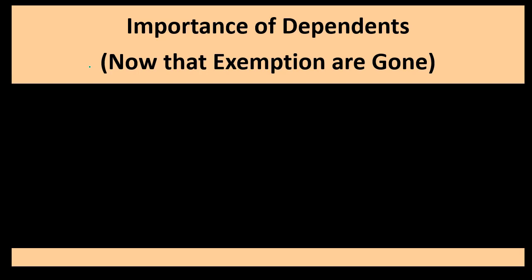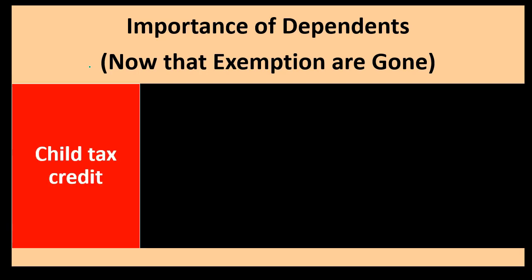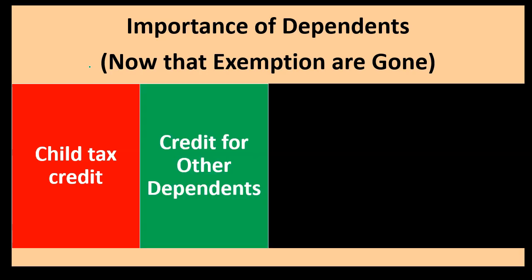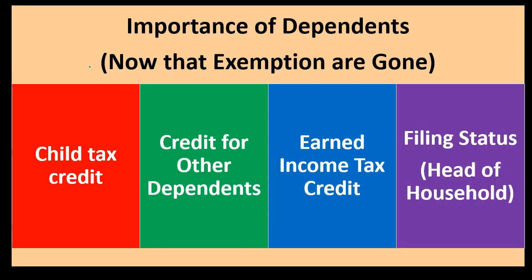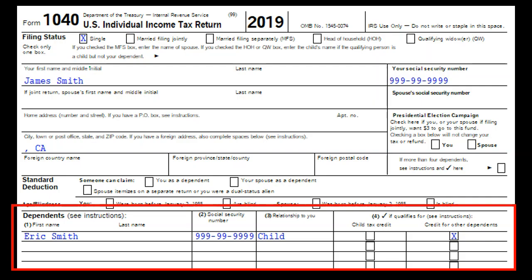However, dependents are still important. What are the major things that could have an impact with regards to dependents? It could have an impact on the child tax credit, on the credit for other dependents, on the earned income credit, and it could have an impact on filing status, especially when we're thinking about head of household versus single. So it's still quite relevant. Depending on the situation, different things will be impacted with regards to the dependents. So it's typically a good thing to have the dependents.